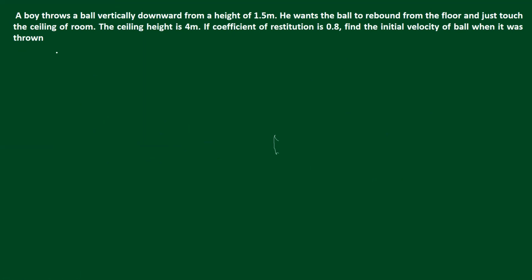Okay, now refer to the next problem. A boy throws a ball vertically downward from a height of 1.5 meter. He wants the ball to rebound from the floor and just touch the ceiling of the room. The ceiling height is 4 meter. If the coefficient of restitution is 0.8, find the initial velocity of the ball when it was thrown.